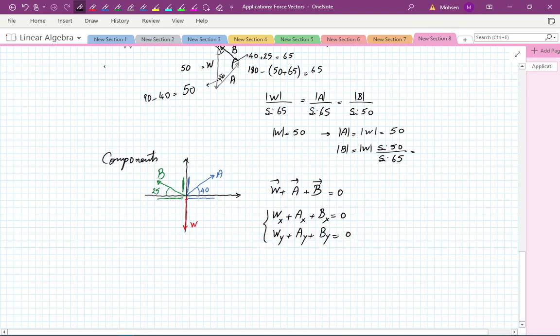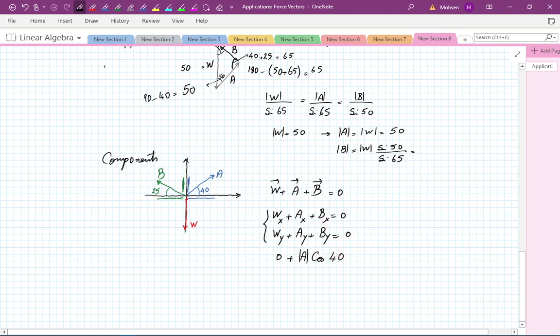So in this style, we resolve into components, use trigonometry to do that, then write our equations, figure out the pieces, and then figure out A and B. Okay. First equation: W doesn't have an x component, so I just write 0 anyway. AX, what's AX? AX is going to be the length of A. We said to find the horizontal component, you have to multiply by the cosine of 40.